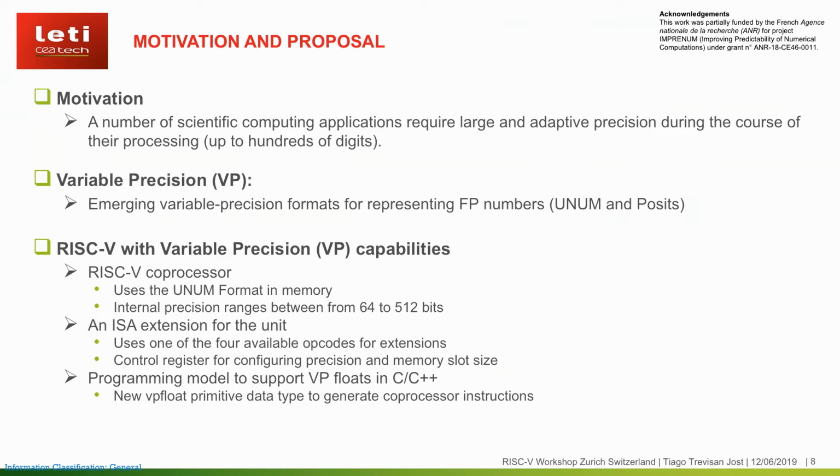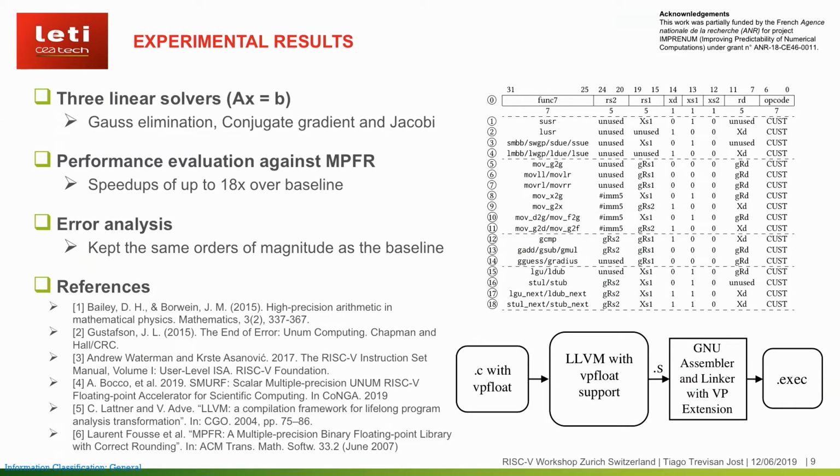In this sense, we have a RISC-V coprocessor that uses the UNUM format, a memory, an ISA extension, and a programming model for this. With the experimental results, on 3 linear solvers, we get a speedup of up to 18 times over the baseline, which is the MPFR library. If you are interested, just come talk to me in the poster section. Thanks.